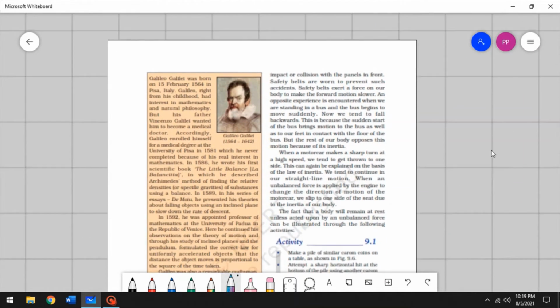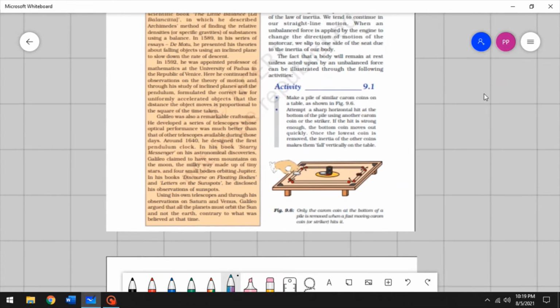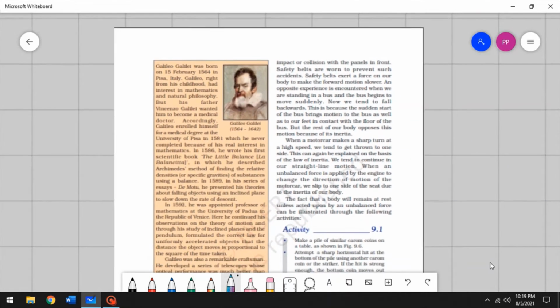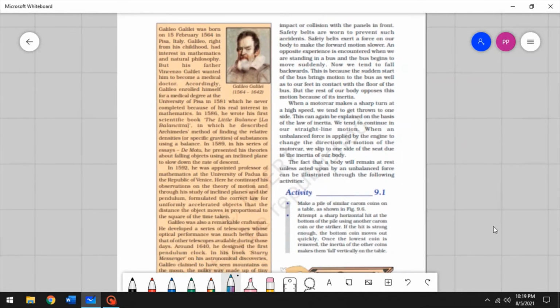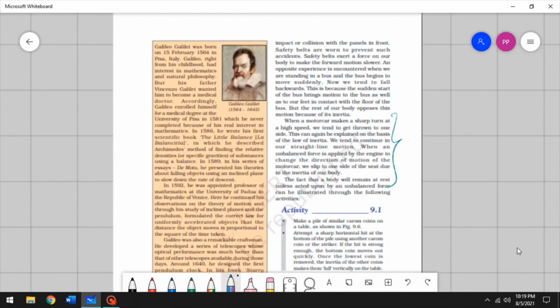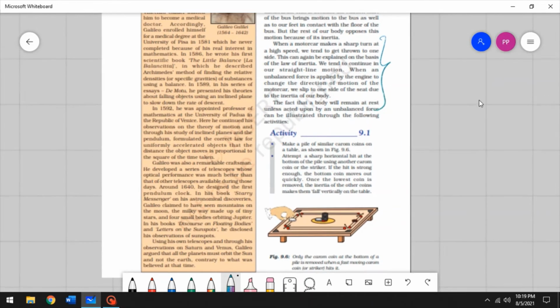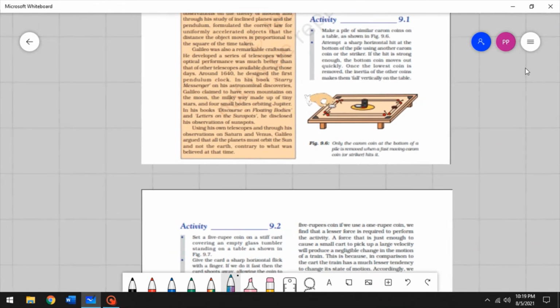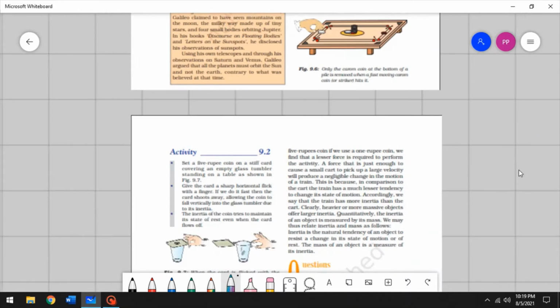So we have Galileo here that you can read for fun. This is all an easy way to explain it to you and to help you remember easier. The whole second part of this topic is just a few examples that will help you remember better.